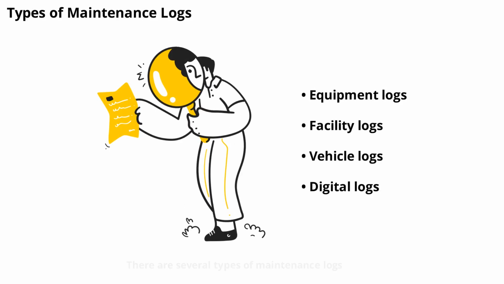There are several types of maintenance logs, each suited to different needs. For example, equipment maintenance logs focus on individual machines, while facility maintenance logs track building upkeep. Vehicle maintenance logs are common in transportation, and digital logs are increasingly popular for their ease of access and automation features. Choosing the right type depends on your assets and the level of detail required for your operations.